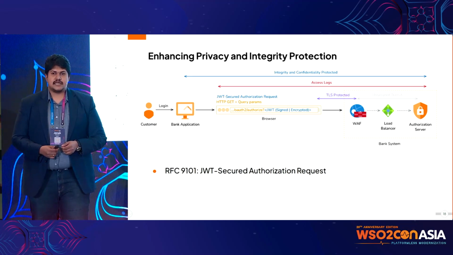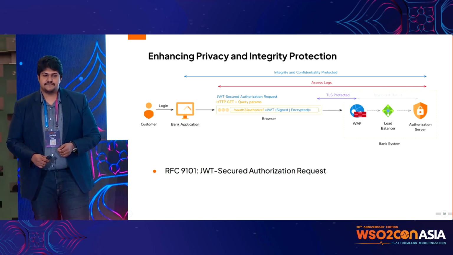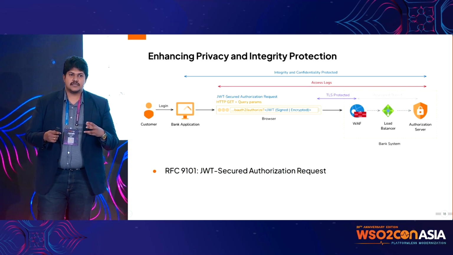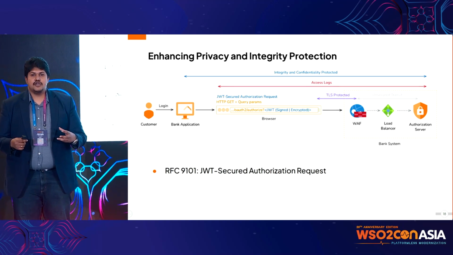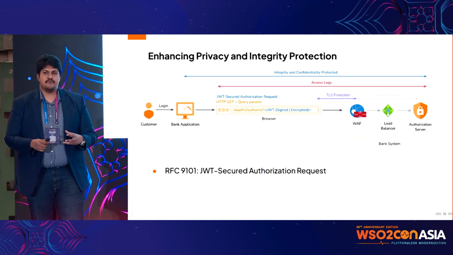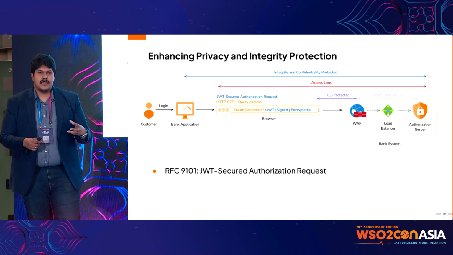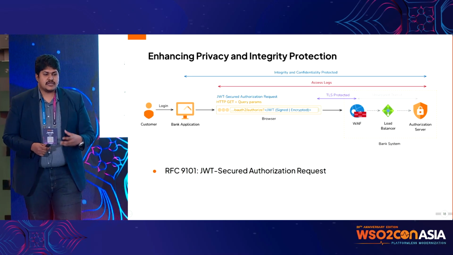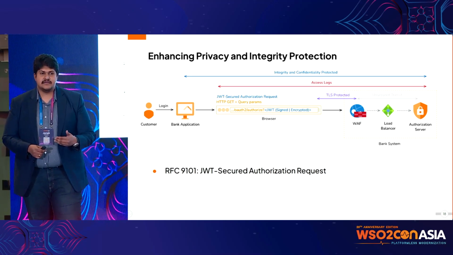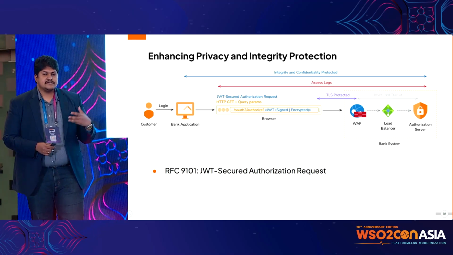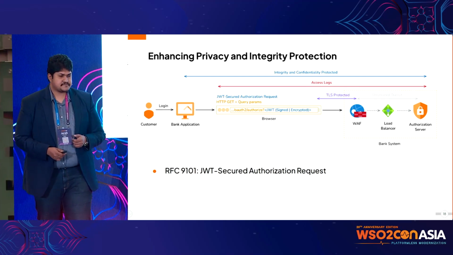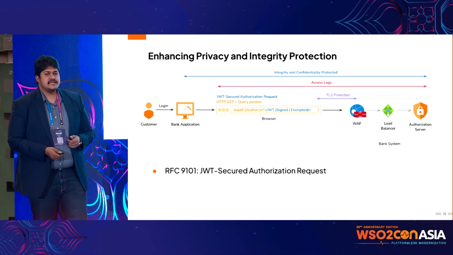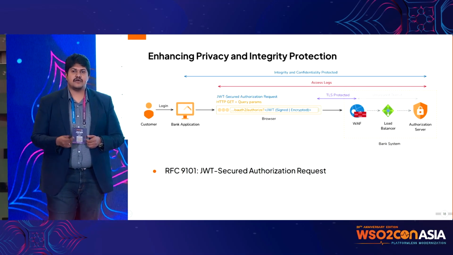When using the JWT Secured Authorization Request, instead of sending all these details in the query parameters, you can encapsulate them in a JWT, and that JWT will be signed and optionally encrypted as well. So now, even though TLS is terminated, there's no problem because you have security at the application layer. But still, this JWT will get logged along the way. So how can we solve that?